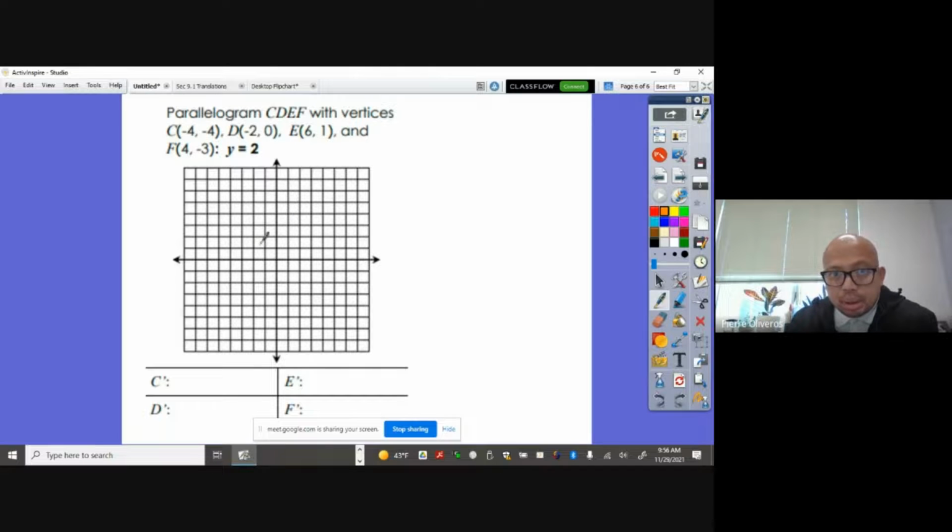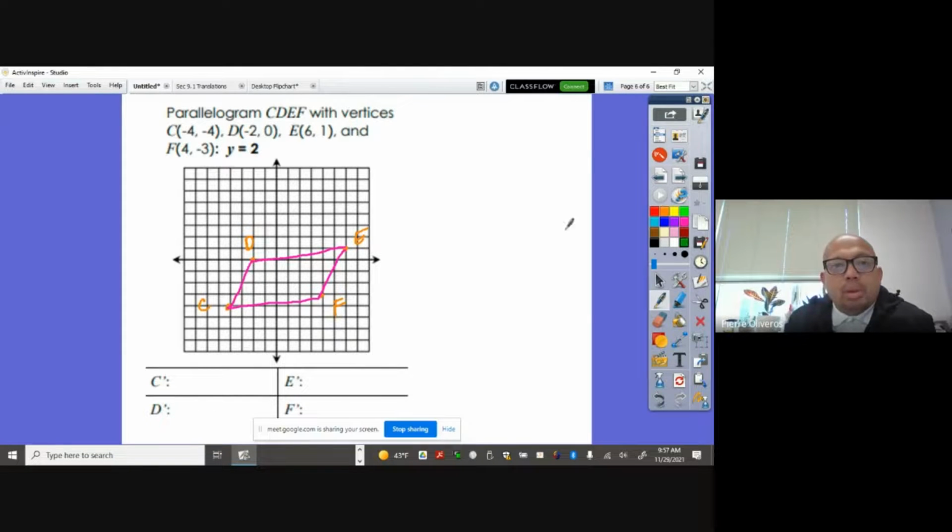So first, let's plot the points. Negative 4, negative 4 is right here. That's my C. Negative 2, 0, that's my D. E is 6, 1, that's my E. And 4, negative 3 is my F. So my graph will be right here. Look, that's an ugly one. It's connected properly. Okay, a nice parallelogram.